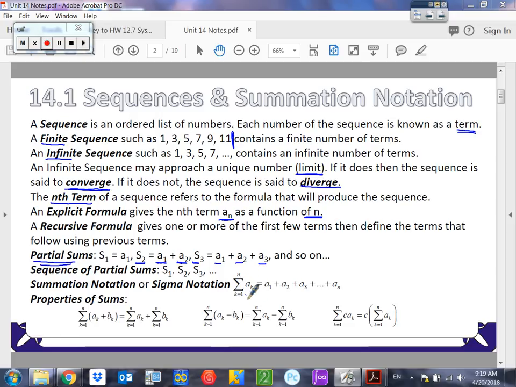And what does it want you to add? This particular one wants you to start at the first term and go to however many terms it says, the nth term. And so we're just adding them all up till we get to the nth term.